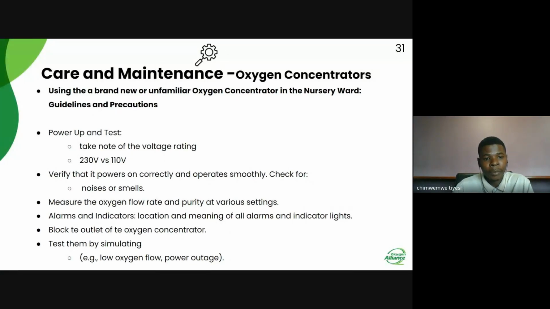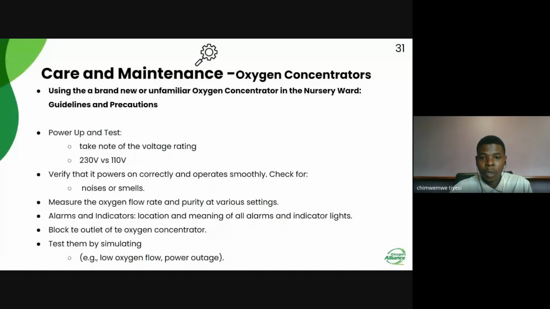Listen for noises and smells. Also, you can measure the oxygen flow rate and purity at various settings. You can also do a block test at the outlet of the oxygen concentrator just to see if the flow meter ball goes down. If it doesn't completely go down, it may tell you that there is a leak somewhere. You can also test by simulating low oxygen flow and also power outages.